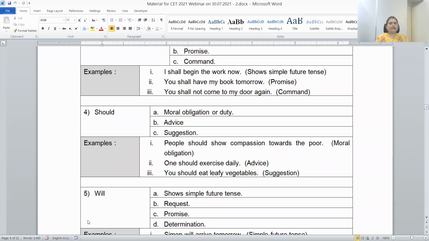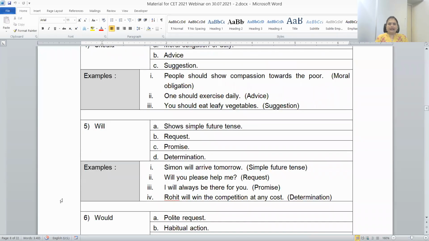Last, you should eat leafy vegetables. Now children, see, if a doctor tells you this, obviously it can be an advice. But if your friend tells you or somebody your own age tells you this, then it can become a suggestion. Like I told you children, there is not much difference between advice and suggestion. Okay. Then comes will. Children, like shall, the first function of will is also to show simple future tense. Then is request. Then is promise. And then finally determination. Let's look at the examples.